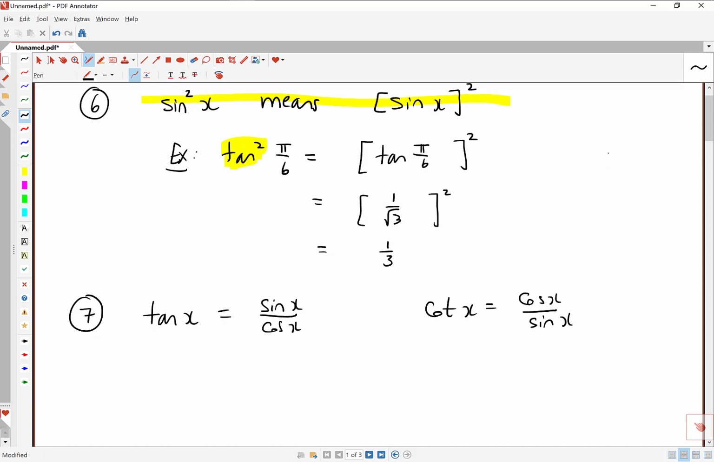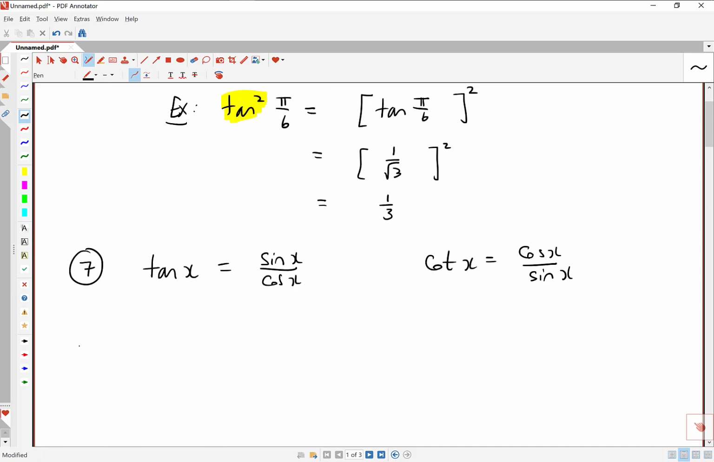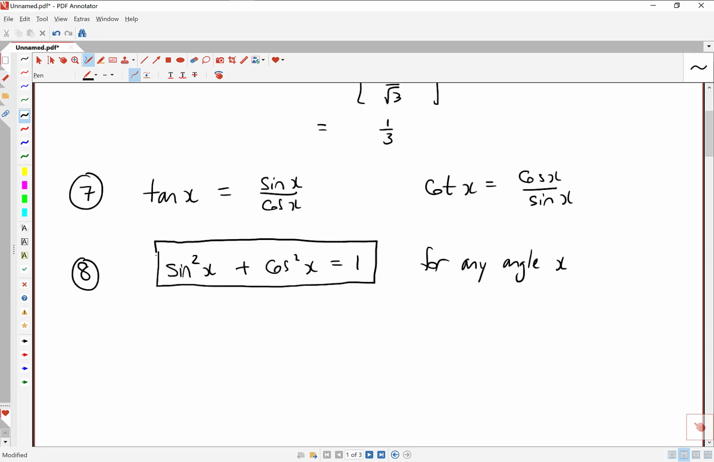Item 8 in our trig review, probably the most important identity when it comes to trig functions: sine squared x plus cos squared x equals 1, no matter what angle x you put in here. So let's say for any angle x. I'm going to put a star beside that one because that one's quite important. Now, from this identity, you can actually figure out 2 other identities.